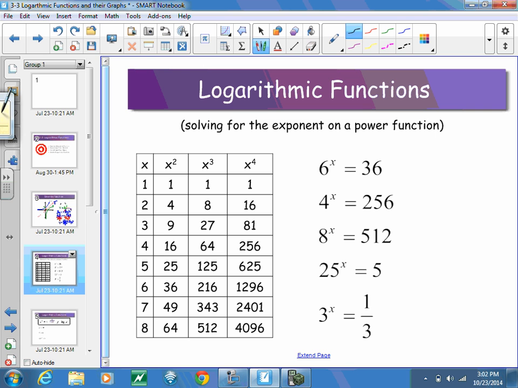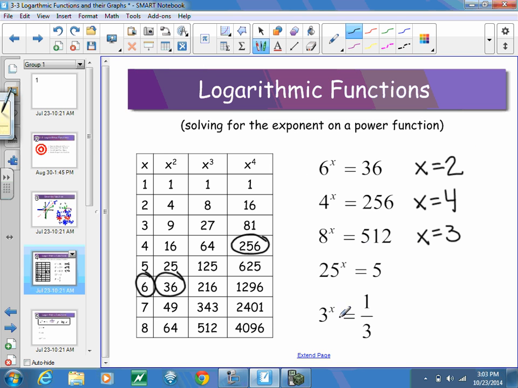All right, so as you look at the problems, we're trying to solve for x. Looking at it, 6 to what power gives you 36? Using the little chart that I have here, which I have up in the classroom as well, 6 to what power equals 36, we know that x is going to equal 2. 4 to what power equals 256? Well, that's x equals 4. 8 to what power gives you 512? That's x equals 3. So if you can do problems like this, you can solve logarithms.